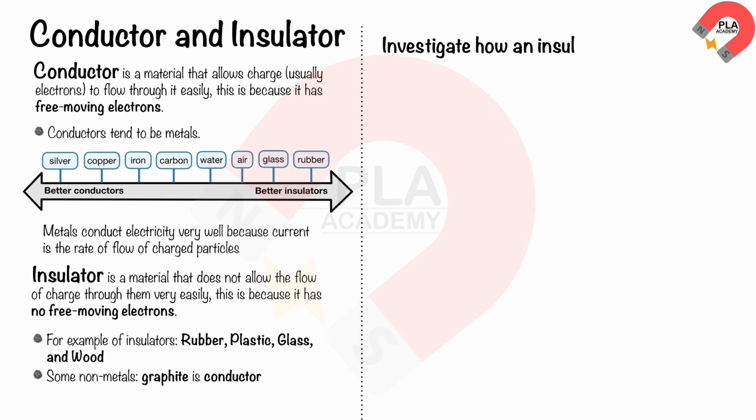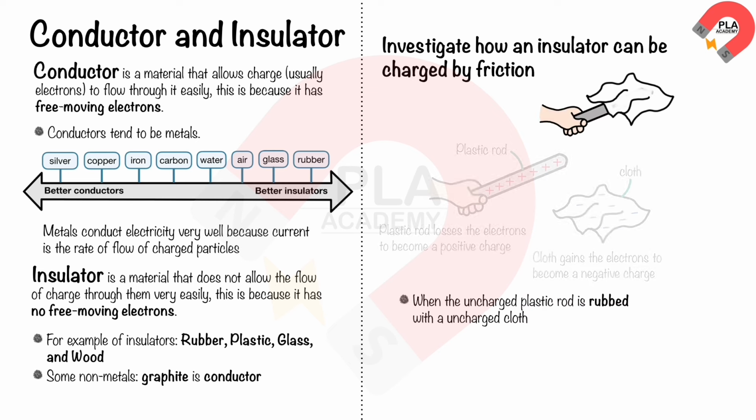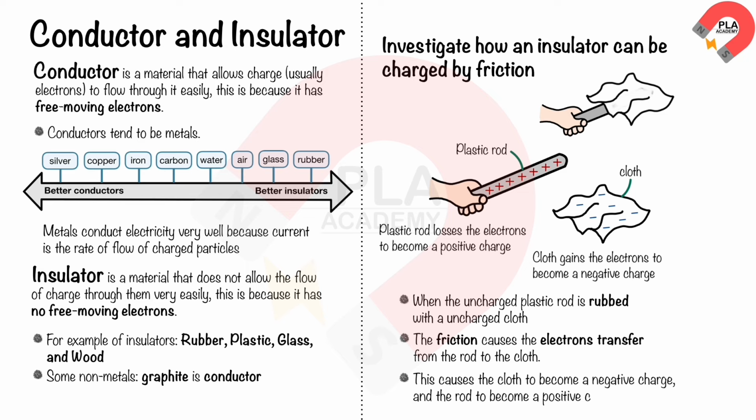Investigate how an insulator can be charged by friction. When the uncharged plastic rod is rubbed with an uncharged cloth, the friction causes electrons to transfer from the rod to the cloth. This causes the cloth to become negatively charged and the plastic rod to become positively charged.